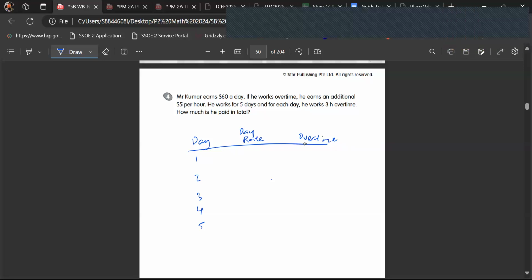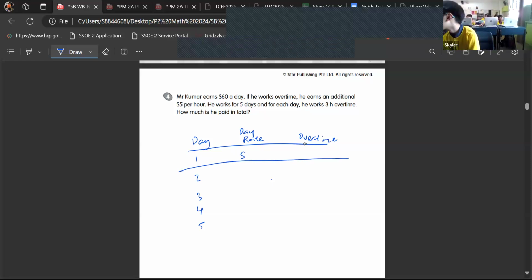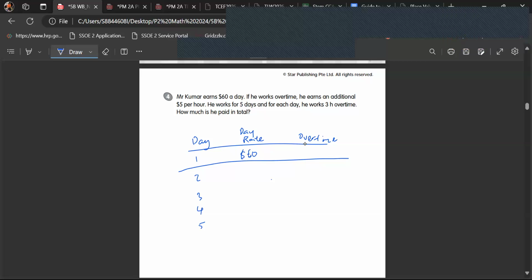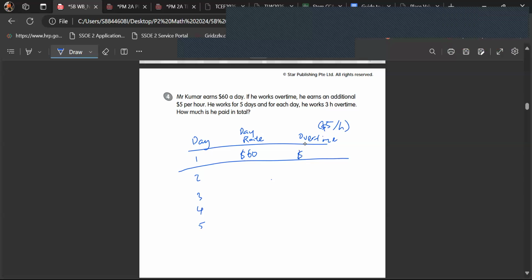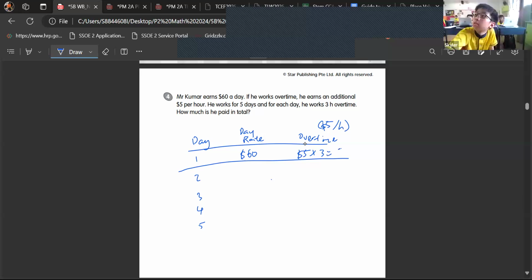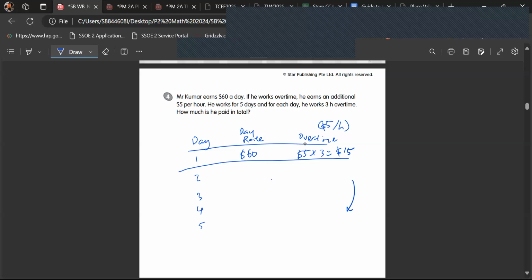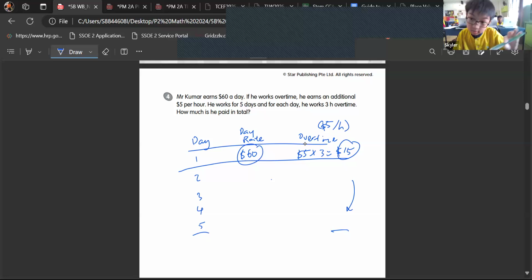And then you can write it as such. So most of us will realize that the ticket is $6, and then the overtime rate was $5 per hour. So you'll be 5 times 3 is 15. So depending on how you do it, you could replicate this, or you add it up 10 times. It's either 60 times 5 plus 15 times 5, or 60 plus 15 times 5 after that.